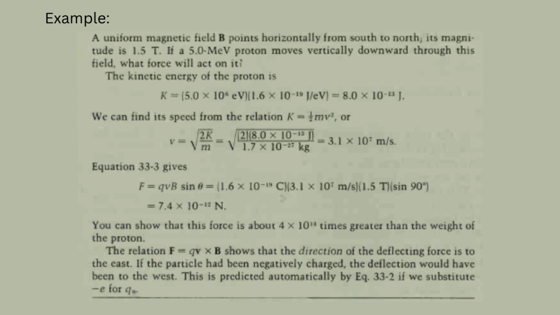That gives F equal to qvB sine theta, equal to 1.6 times 10 to the power minus 19 coulomb times 3.1 times 10 to the power 7 meters per second times 1.5 T times sine 90 degrees, which is 7.4 times 10 to the power minus 12 newtons.